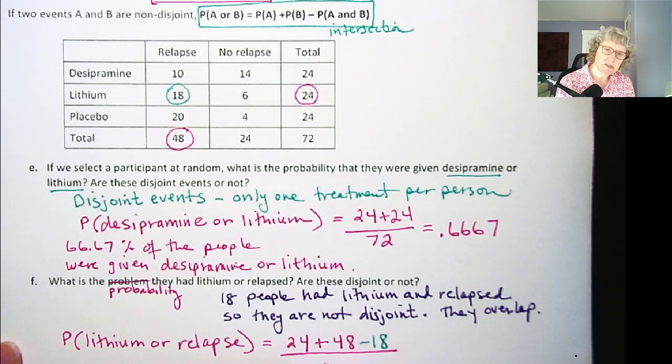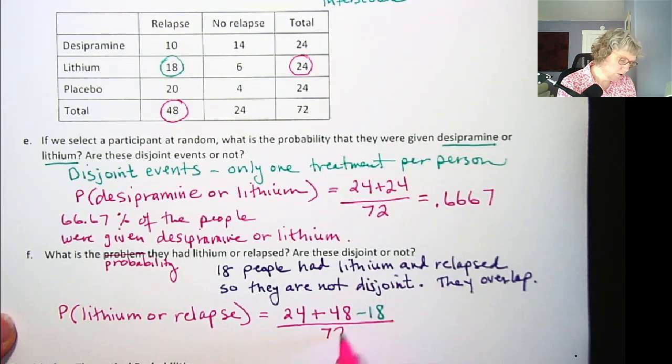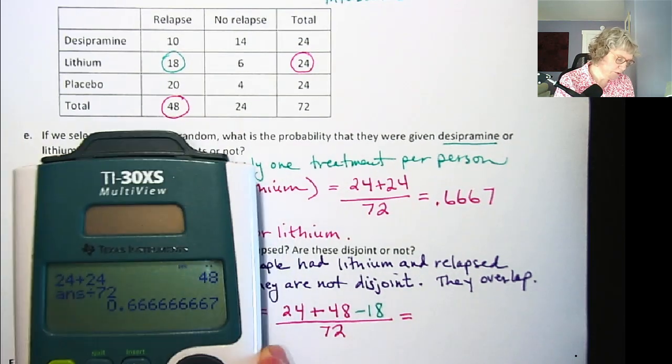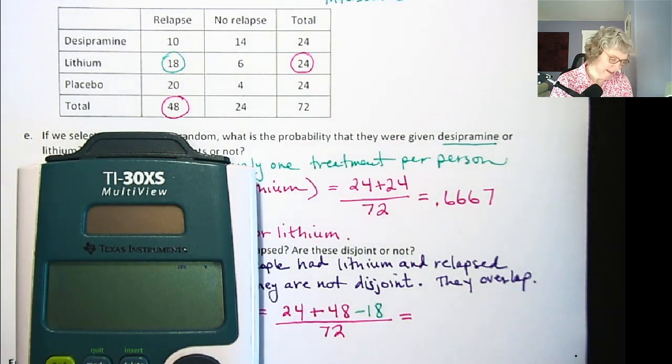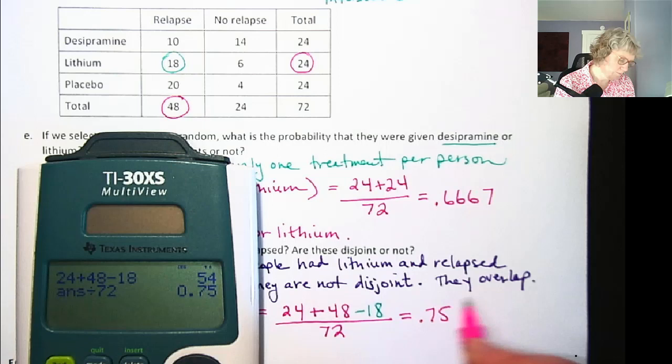So sometimes I call this the addition way of doing it, and this is out of 72. Actually, maybe I call it the subtraction way. We're doing both. 24 plus 48 minus 18, that's 54 out of 72, which is 75%, or 0.75.